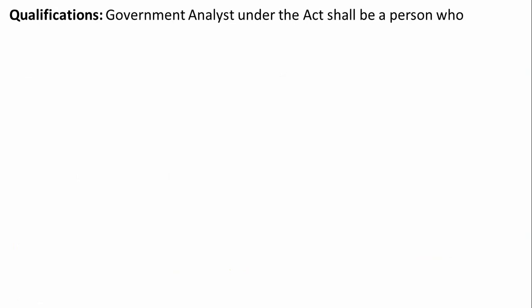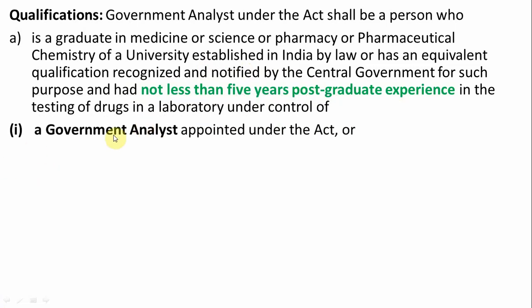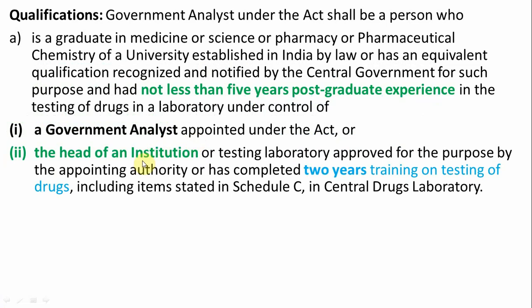Then next, qualifications of a government analyst. It should be a graduate in medicine or science or pharmacy or pharmaceutical chemistry of a university established in India by law or have an equivalent qualification recognized or notified by the central government, and have not less than 5 years postgraduate experience in the testing of drugs in a laboratory under the control of, first, a government analyst, second, the head of an institution or testing laboratory approved for the purpose by the appointing authority, or have completed 2 years training on testing of drugs, including the items stated in Schedule C, in CDL.